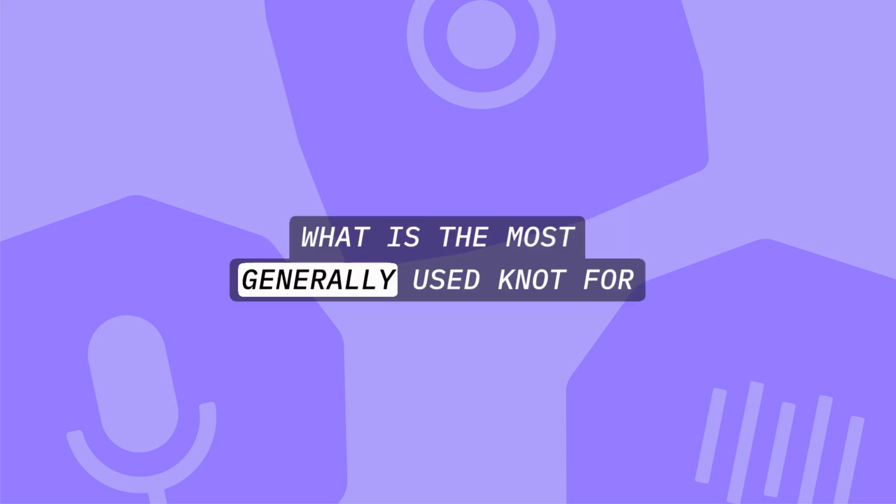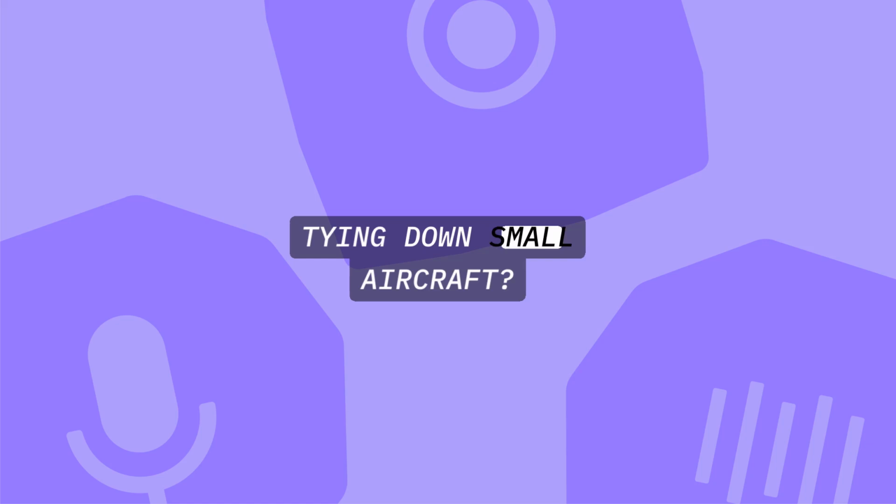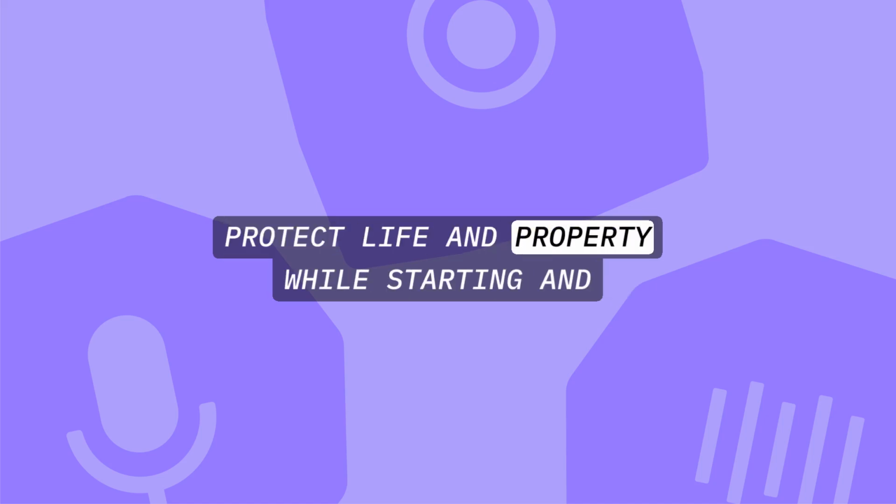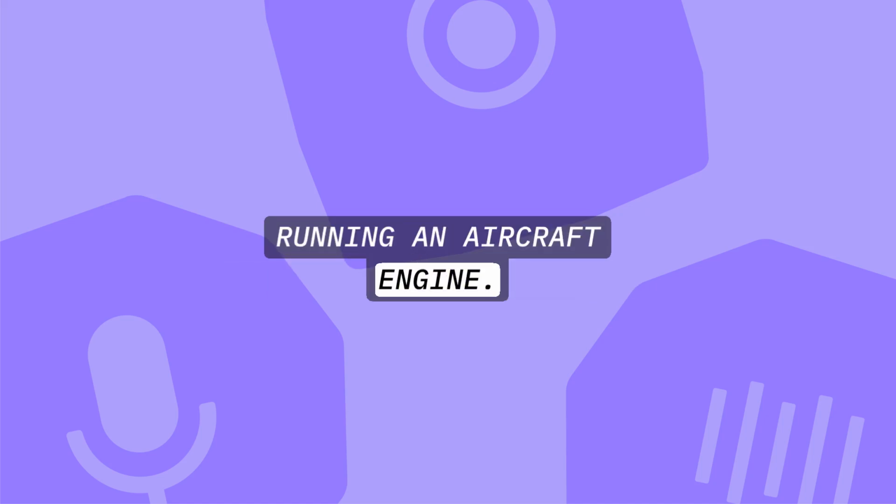What is the most generally used knot for tying down small aircraft? The bowline knot. Describe the precautions that should be taken to protect life and property while starting and running an aircraft engine.